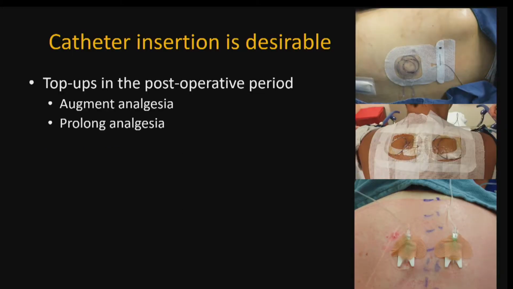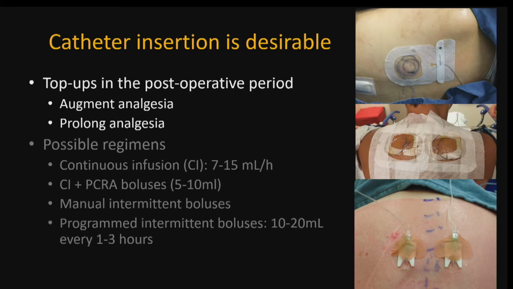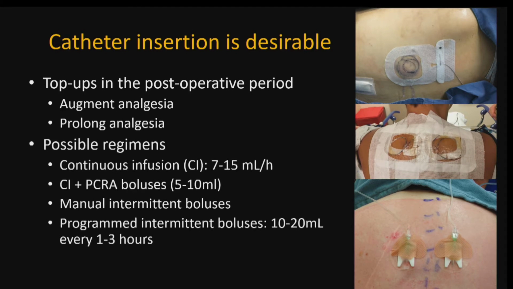I do believe that catheter insertion is desirable if it fits within the anesthetic plan for a couple of reasons. The main reason being that you can top the catheter up in the postoperative period, number one, to augment analgesia, but also to prolong analgesia. And when we talk about using the catheter for post-op infusions, there are a variety of regimens that can be used. We don't have enough evidence at this point to comment as to which is superior.